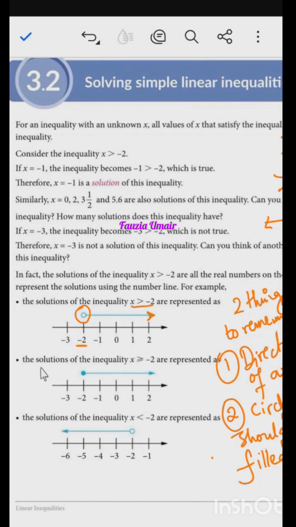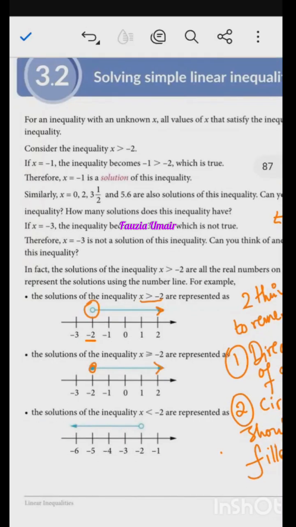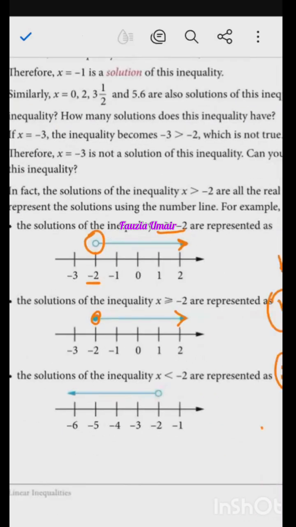So now let's look at the second example. x is bigger than or equal to -2. What is the difference between these two examples? Now there is an equality sign. It's bigger than, so the direction is still towards the right. The equal sign is there, so that's why this circle is filled. Can you see that? Yes, miss. Okay, is it clear?